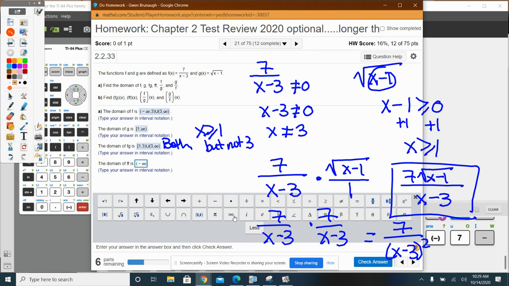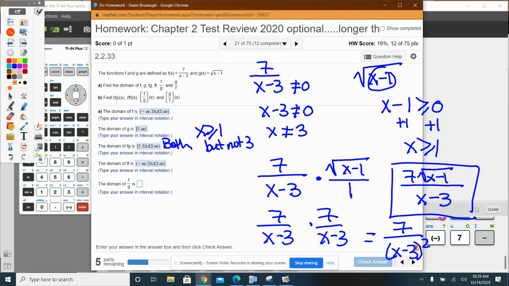So this is going to be the exact same as f. So negative infinity to 3 union 3 to infinity. And if you guys are smart on test day, you'll remind me, and maybe we can do this question right before you take the test as a quick review example.